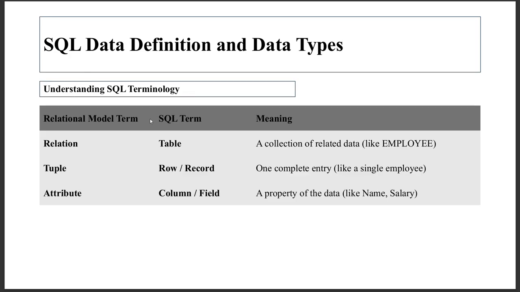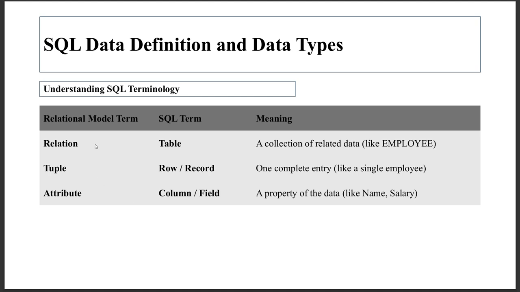Now SQL data definition. Before we go to data definition, we should understand what terms we will come across when we are going for a database. Now, a relation, tuple, and attribute. A few people pronounce this as tuple and a few as tuple, so it is your convenience. So a relation, tuple, and attribute.